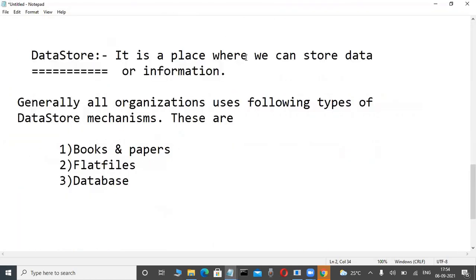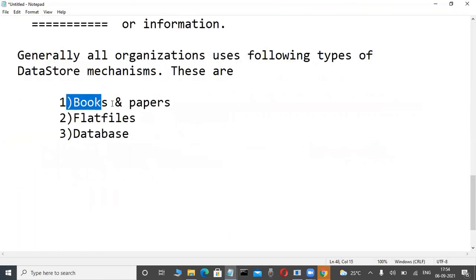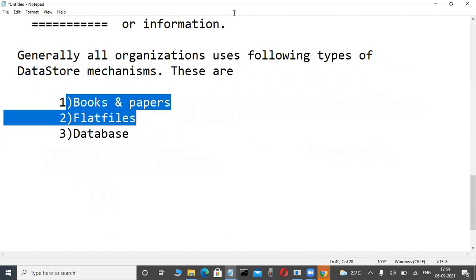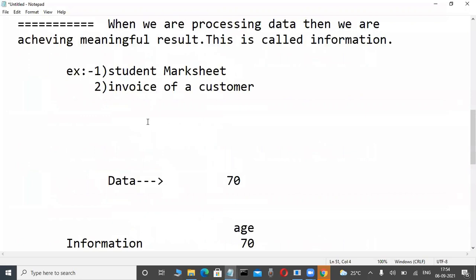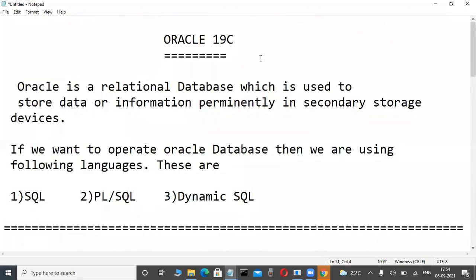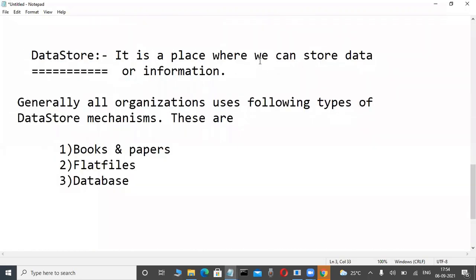Okay, so now first write it. Books and papers. Second one, flat files. Third one, database. Database means, once we start our course, I will tell you what a database is and all the things. First, for non-technical persons, these are all the things: books and papers, flat files, and database. Database software became available in 1960. Don't worry.